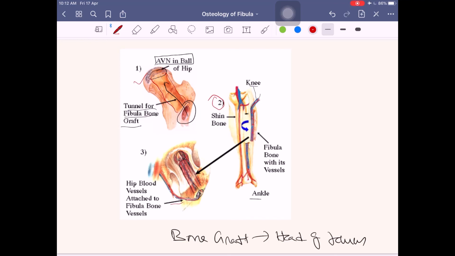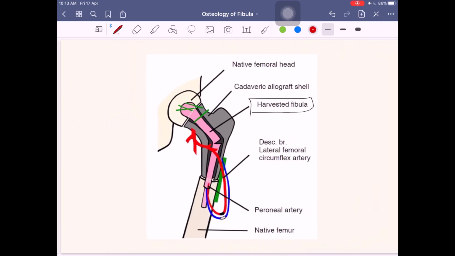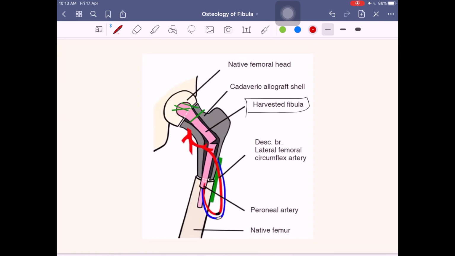This is another picture showing, you can see here, a proximal osteotomy line, nothing but the proximal cutting of the bone, and the distal cutting of the bone. A screw is fixed for the lateral malleolus to provide stability to the ankle joint. And you can see with the artery, that is the nutrient artery, the peroneal artery, you have taken the entire piece. This is what we call a fibular graft with the artery taken, and the same thing is inserted by creating a tunnel in this. You can see here the harvested fibula in the tunnel, and this is the artery which is going inside, this peroneal artery, and it will take care of it. So this is how the bone grafting is done.